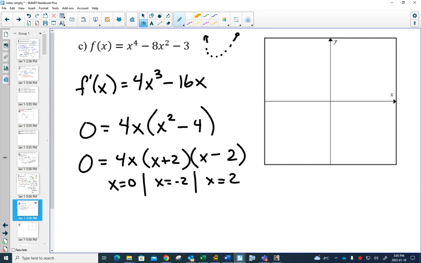What have we done? We have found out that if we find the derivative, which finds all of our slopes, we set the slope to 0. Horizontal lines. Horizontal lines will find all of our maximums and minimums. Factored it, solved, and we got 3 of them. We can now go to our number line. We can add negative 2, 0, and 2 to the number line.